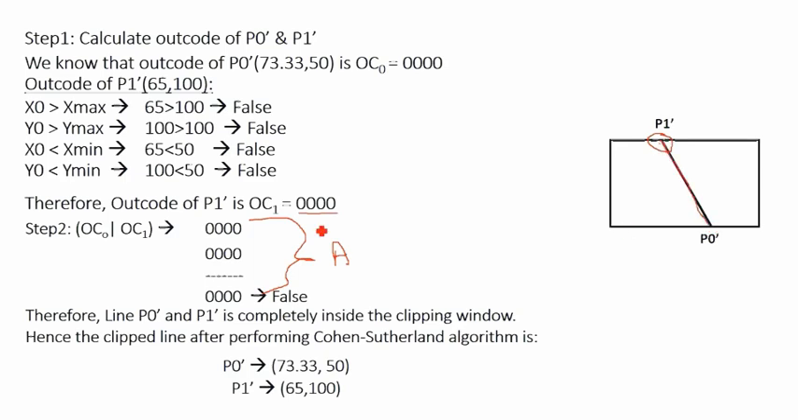Suppose the OR operation would give us true, but the AND operation will give us true, then we will reject this line, meaning to say we will not consider it to write it in the output at all. So that's the example of Cohen.